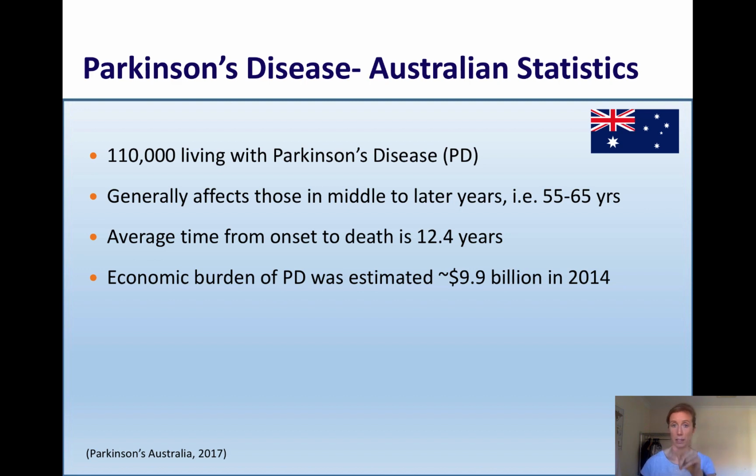So just to paint the picture again, specifically within Australia, we've got around 110,000 people living with Parkinson's disease, which I'm going to abbreviate as PD in the slides. It generally affects people in the mid to later years. So similar to stroke, there typically is an aging component, and the average time from onset to death is 12.4 years. The economic burden of Parkinson's disease was estimated at almost $10 billion in 2014, which is huge.